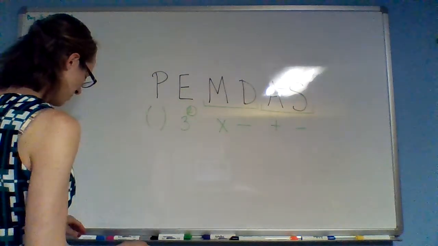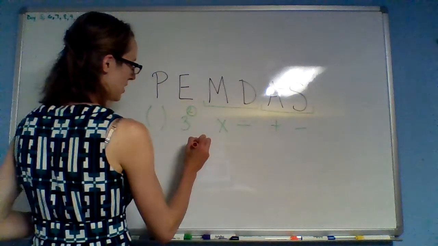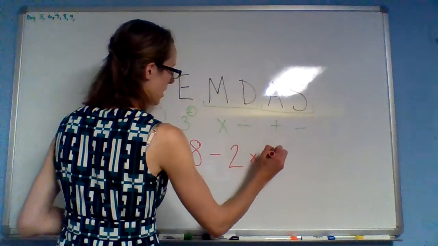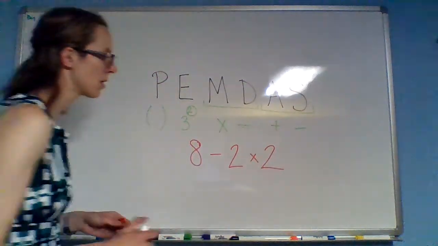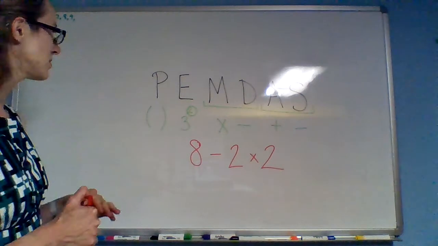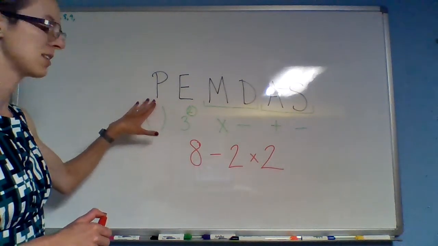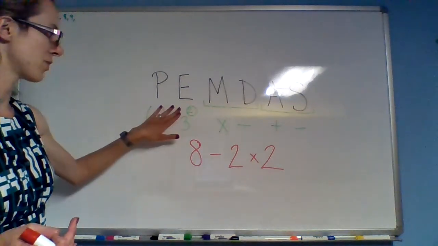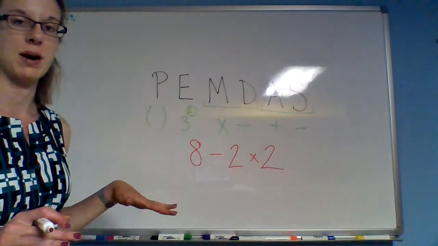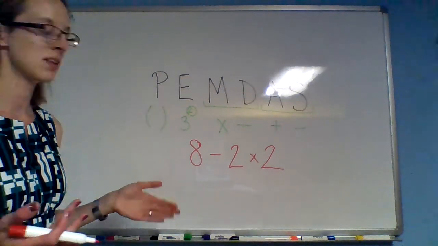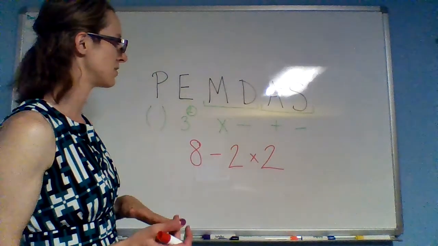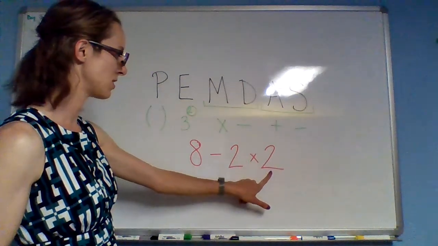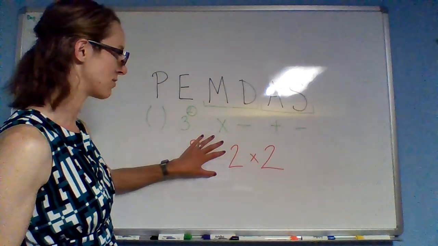Now, when it does matter is if I have something like this. Let's say I have a number sentence that says 8 minus 2 times 2. Because of PEMDAS, I need to first look for parentheses. There's no parentheses in this problem, so there's nothing I need to do first. Then I look for exponents. There's no exponents in this problem, so I don't need to do any of those second. Then I need to look for multiplication and division. There is multiplication in this problem, so I need to do the multiplication before I subtract it from 8.